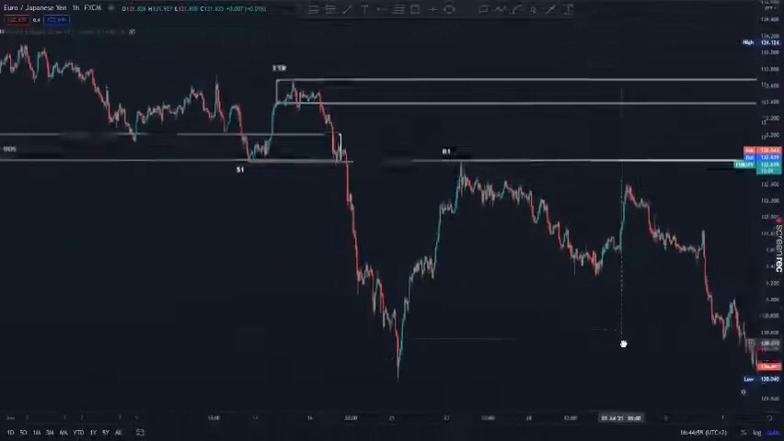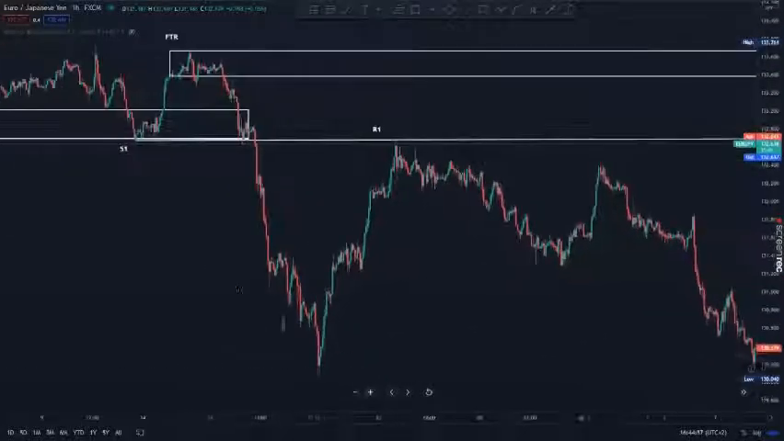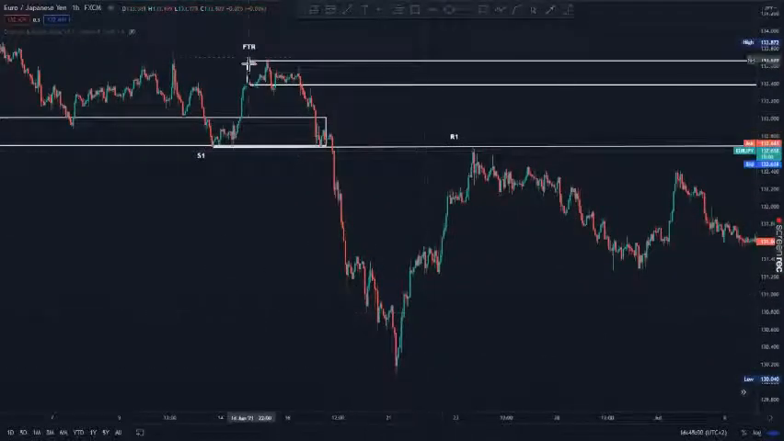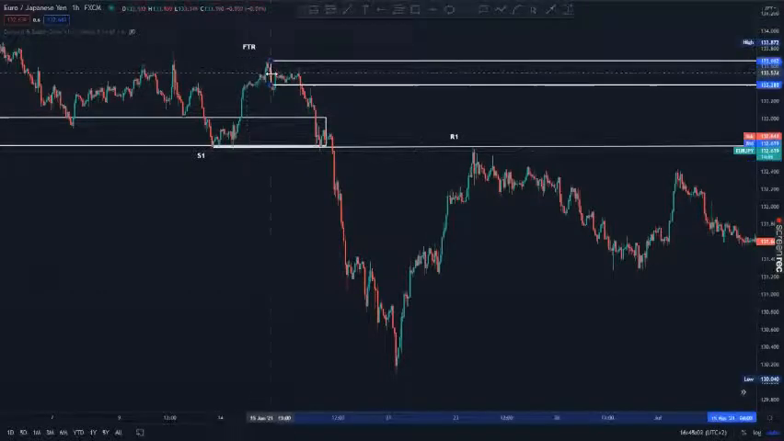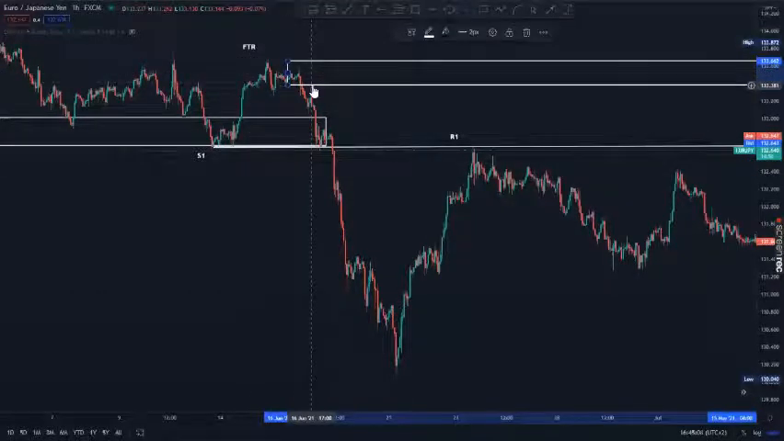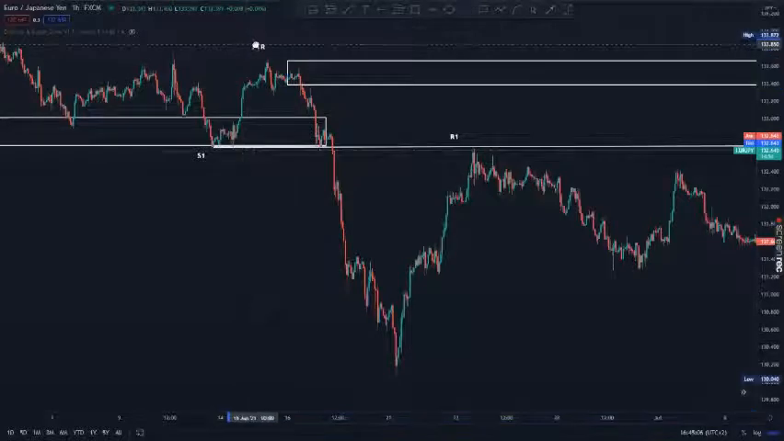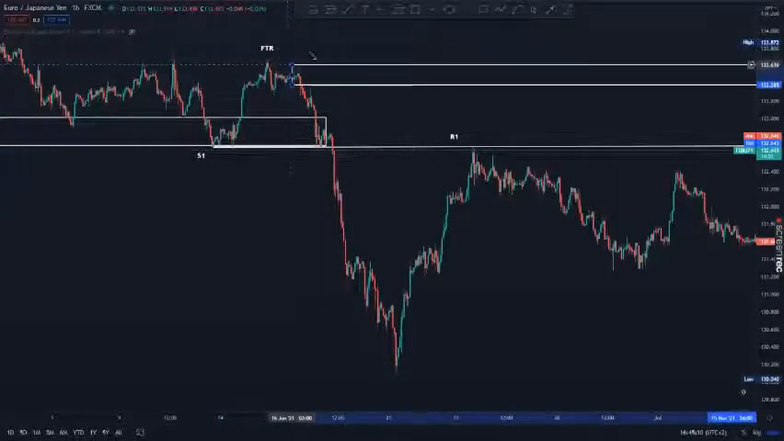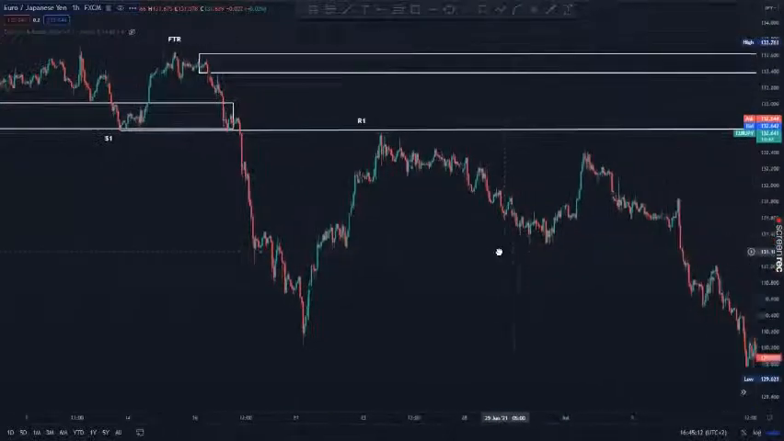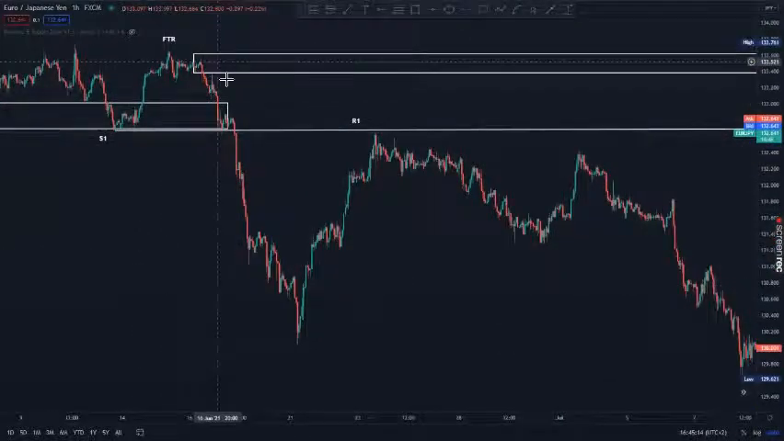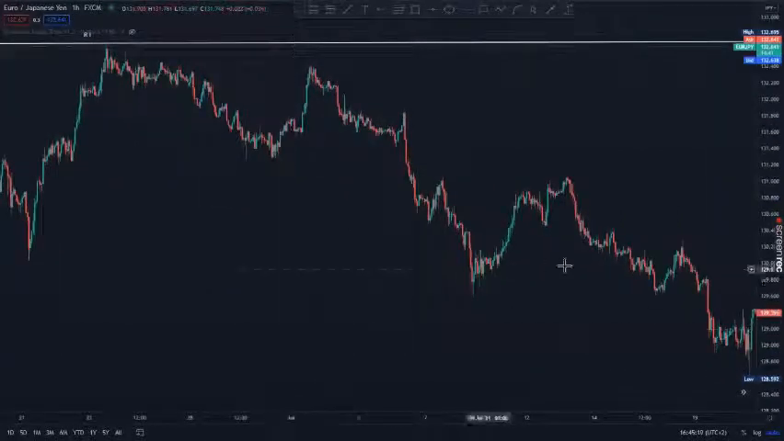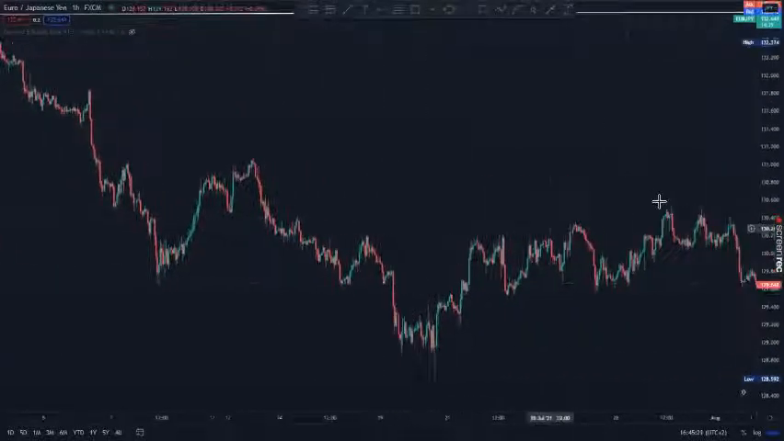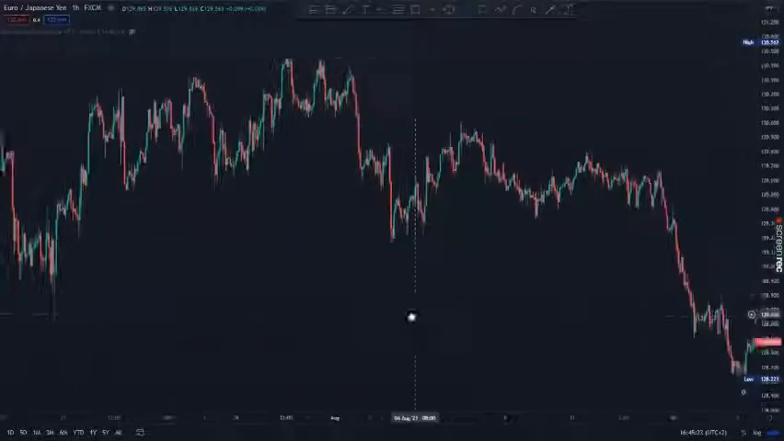You can drop to your 30 minutes, you can drop to your 15 minutes to actually get those sniper entries, right? So I had an FTR here, right here, and I use this for my entry in this particular trade. It acted as a rally base drop. Okay, so I go to my right, and you see something interesting that was happening here.